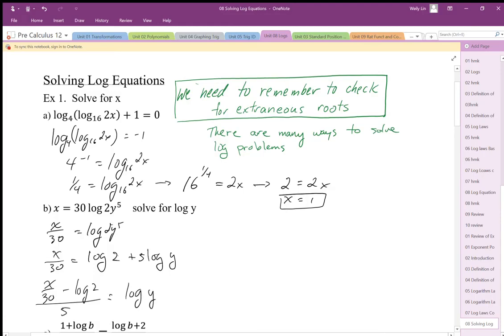Okay, and this is a perfectly valid solution. I probably should simplify this, put it under a common denominator, or something like that, but this is good enough. I've isolated the log y. I'm just going to put it under a common denominator. So it looks like my common denominator is going to be 150. Okay, so I'm just going to put this under 150. And this is going to be minus 30 log 2. Okay, so that's a perfectly good solution.